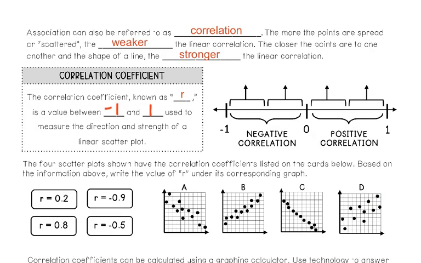You can also put correlation on a scale and define it as a number, and you're going to see that called the correlation coefficient. We usually use the variable r to represent it, and that value is going to be between -1 and 1. And that's how we measure the direction and strength of a linear scatter plot.